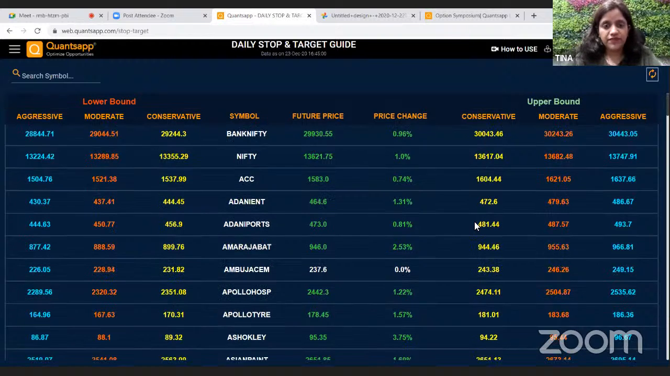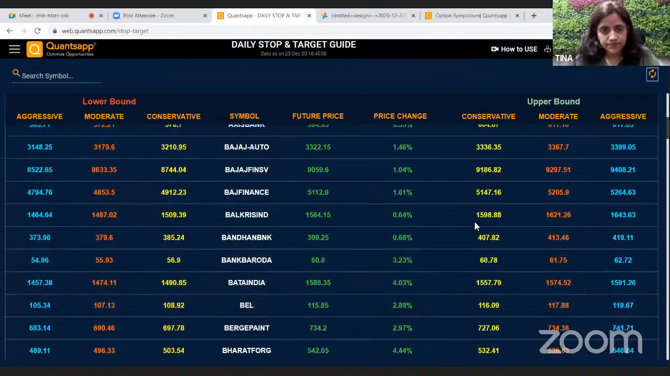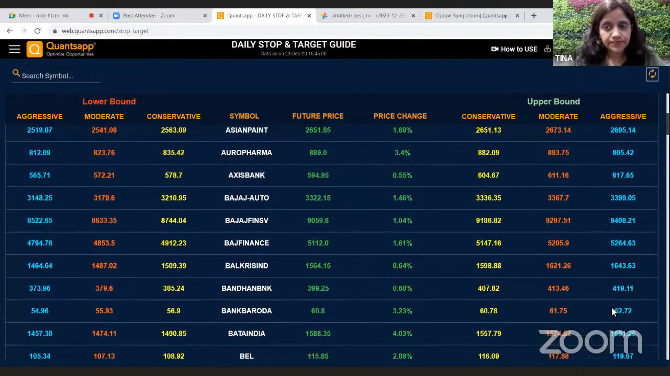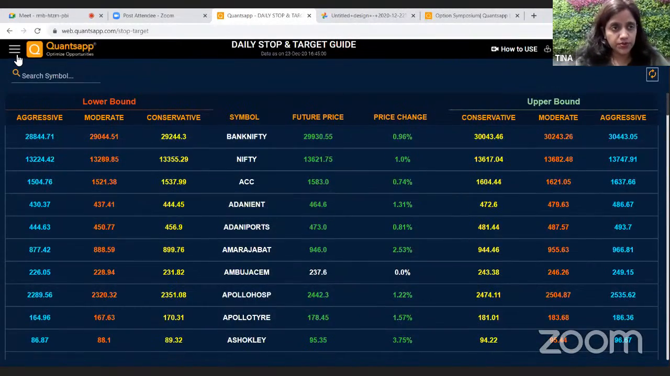Similarly, you can find out for any of your stocks, and you can see how the prices have changed percentage wise. Like Bata India, it moved from the conservative upper to the aggressive level. So it was approaching the aggressive level also. In a stock, it's not necessarily stopping at the conservative. If the conservative level breaks, next time the moderate, and once that breaks, the next day the aggressive. So you get the levels for the stock. So this could be used.